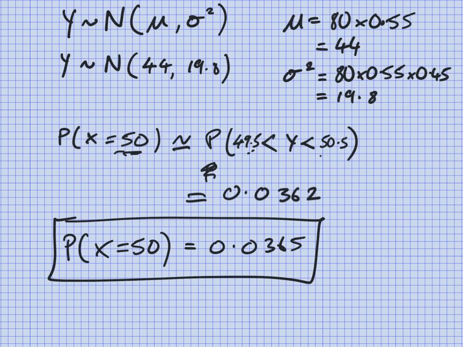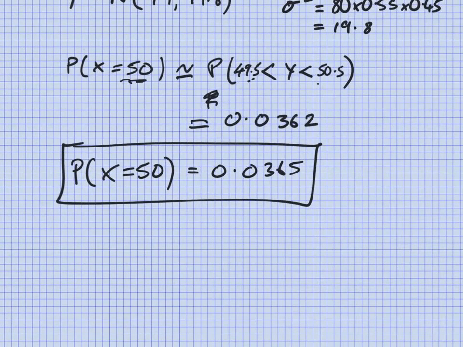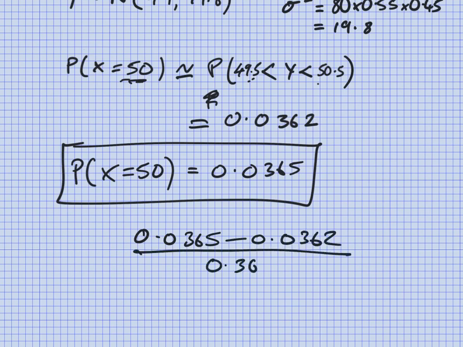We now want the percentage error. So that's 0.0365 minus 0.0362, all divided by the original value, and then times by 100. I get 0.82% on my calculator. All right, hopefully that makes sense.